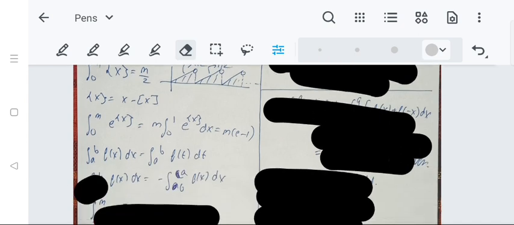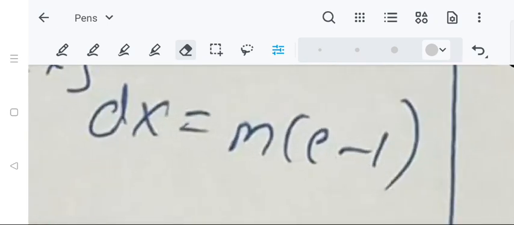Integration 0 to n of e raised to the power fractional part of x. So that's just that n will come outside from the above property, and it will simplify the integration, and finally we would get n times e minus 1, this n times e minus 1.